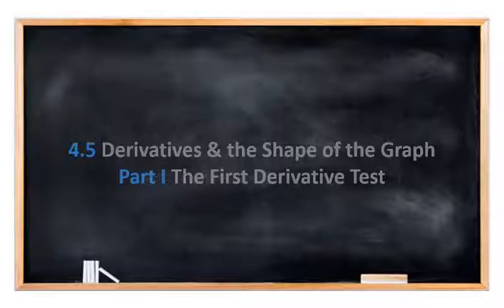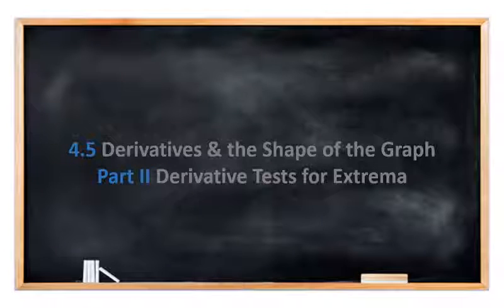So, we're back in 4.5 one more time, and we're dealing with the shape of a graph using derivatives. And this time we're talking about derivative tests to find extrema. So we talked about extrema before. We talked about local or relative extrema, and we kind of figured out how to find those. We know how to look at them graphically, the peaks and the valleys.